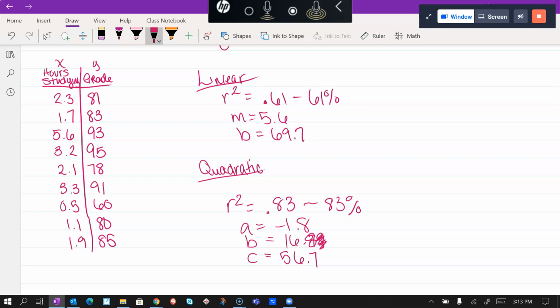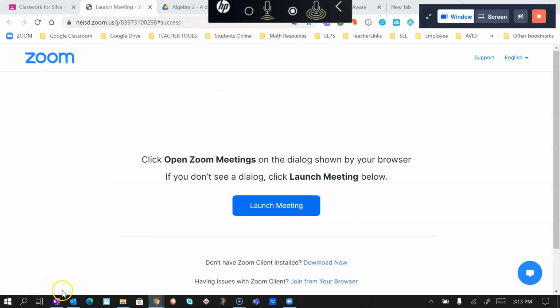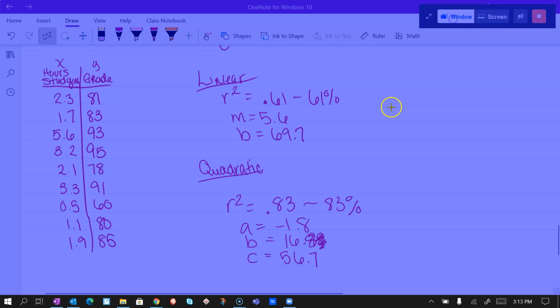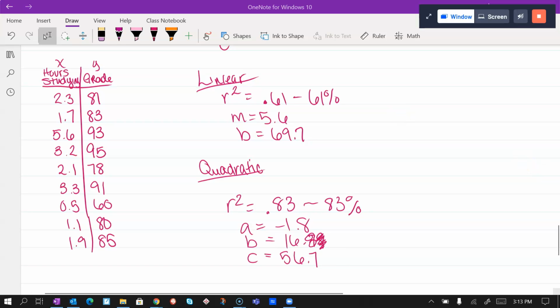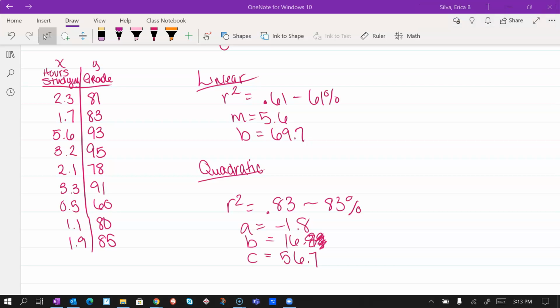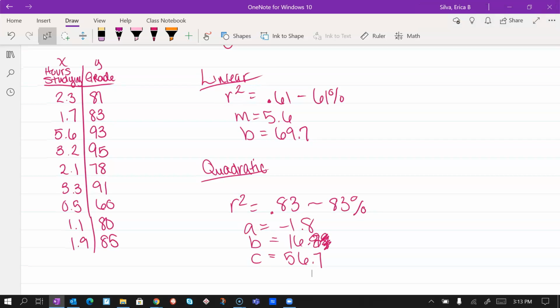We'll make predictions on Monday. I'm sorry? I'm going to put it on the notes now so you can see what I wrote. Yes, is that what you were looking at?